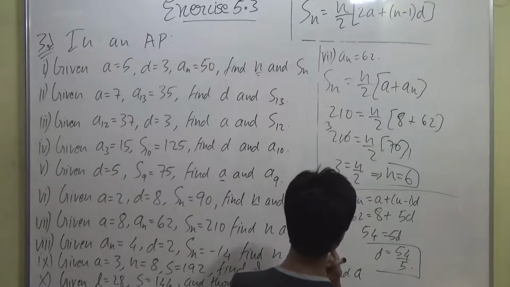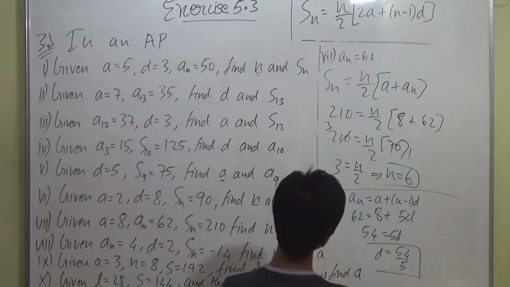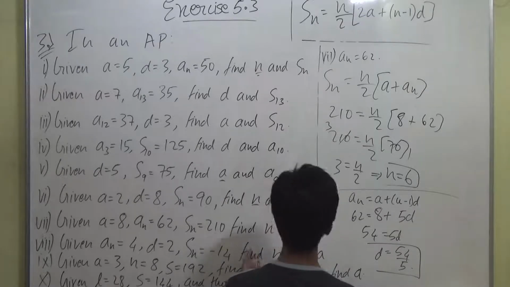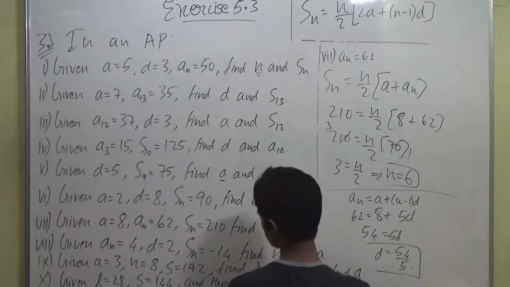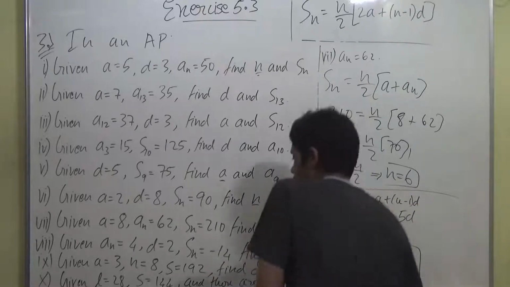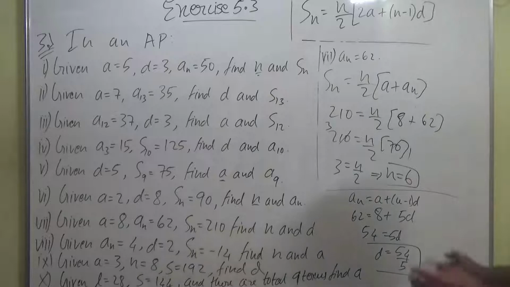62 equal to a plus (n minus 1)d. 62 minus 8 is 54. 54 equal to 5d. n is equal to 6, so n minus 1 is 5. Yeah guys, so d is equal to 54 by 5. After this, let's go to the next sub question. That is your sub question number 8. You can note it down guys now.